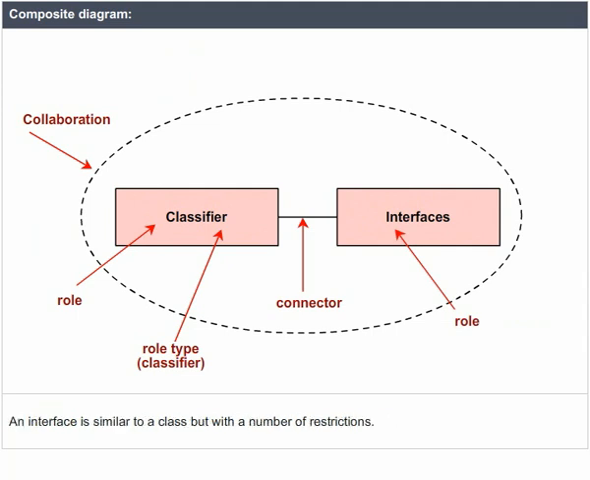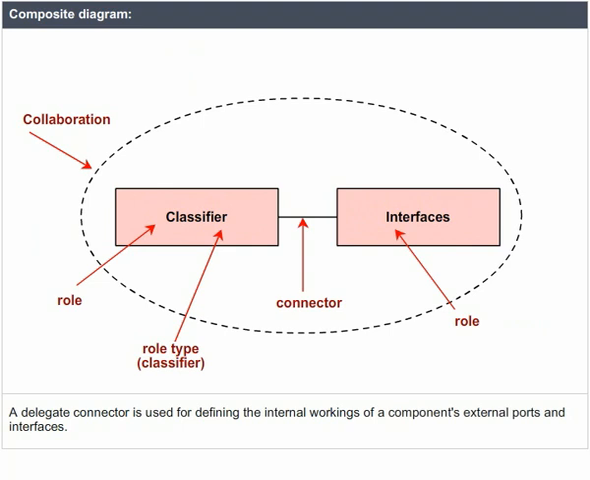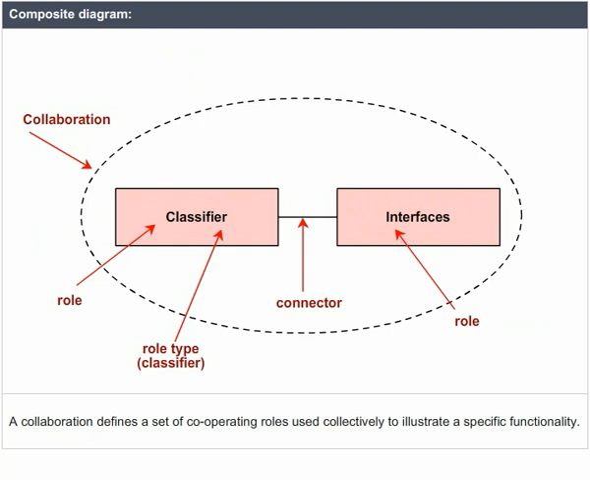An interface is similar to a class but with a number of restrictions. A delegate connector is used for defining the internal workings of a component's external ports and interfaces. A collaboration defines a set of cooperating roles used collectively to illustrate a specific functionality.